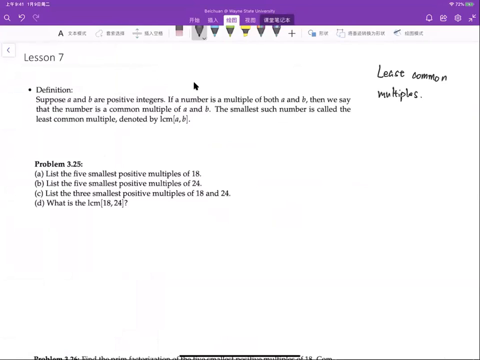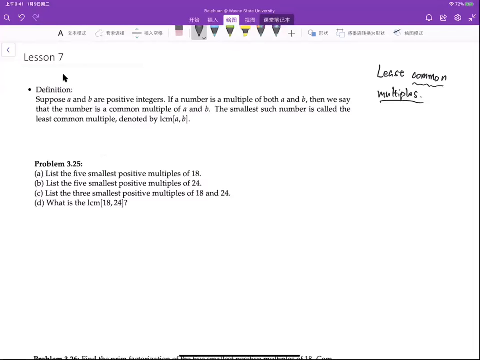Right, so we learned the concept of multiples last time. Basically that means A is a multiple of B if A equals B times an integer. Here we'll talk about a common multiple. That means we are not only considering a multiple of a single number. Instead, this time, we'll consider a multiple of two or more numbers.